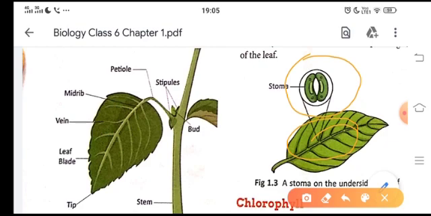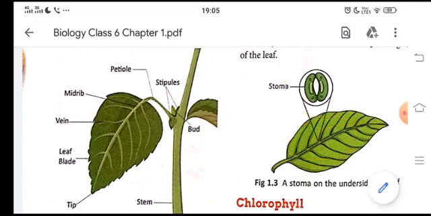Now, the function of these stomata is they help in the exchange of gases. Oxygen is produced by the process of photosynthesis. So, how does this oxygen come into the atmosphere? Through these small pores. Similarly, carbon dioxide, which is present in the atmosphere, is taken in by the plants. So, this carbon dioxide is coming inside the plant or the leaf through these stomata.